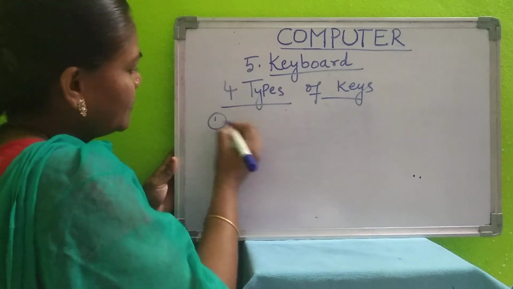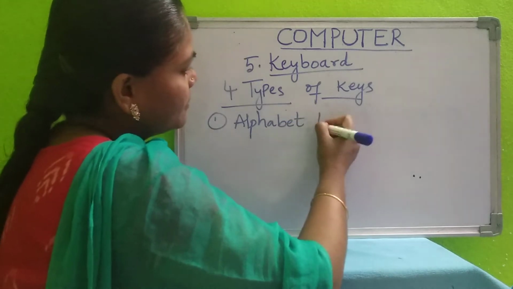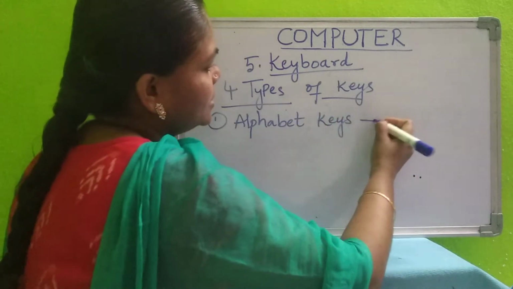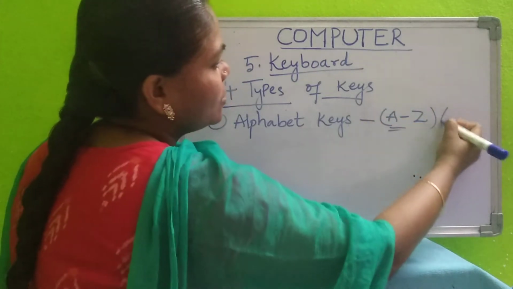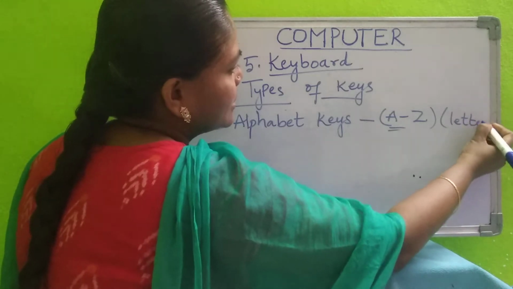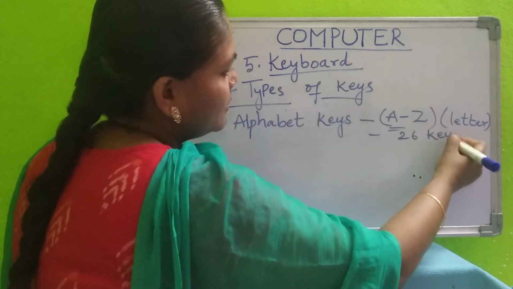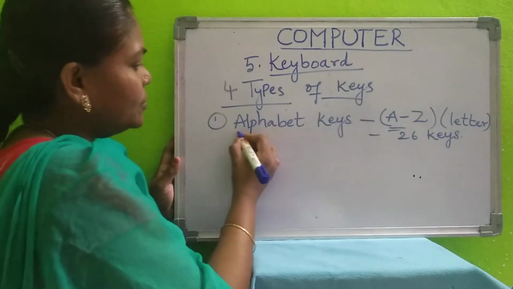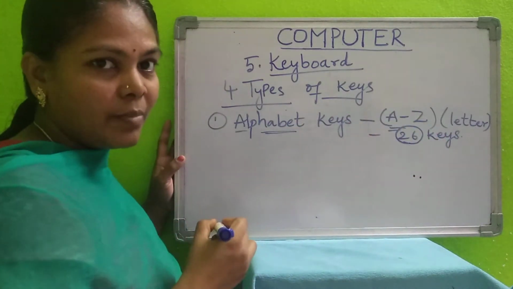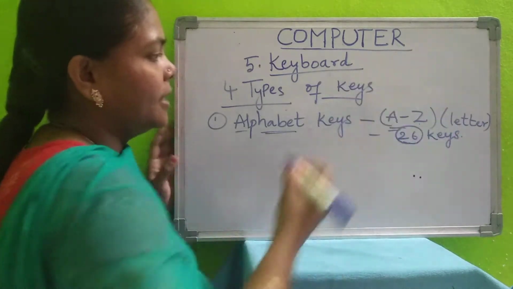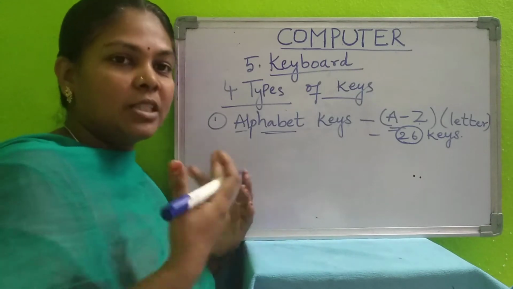The first one is alphabet keys. So alphabet. How many alphabets are there? 26 alphabets. Isn't it? So alphabet keys from A to Z. These letter keys are called as alphabet keys. To type letters we use these alphabet keys. How many alphabet keys are there? 26 alphabet keys from A to Z. So using A to Z keys, we can make different words and sentences.